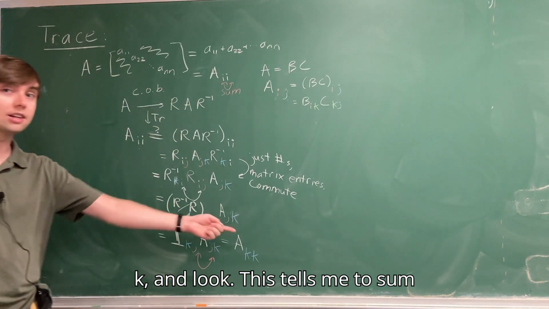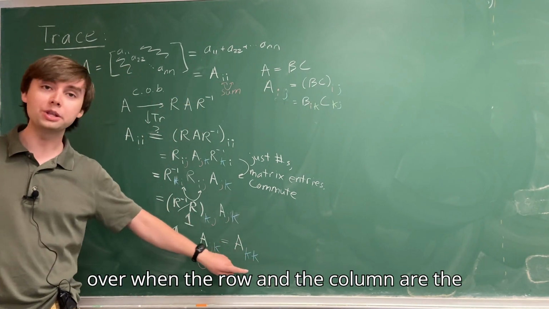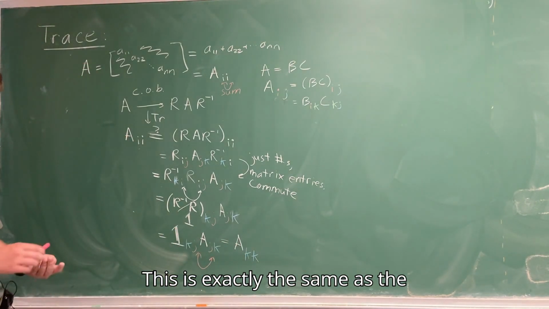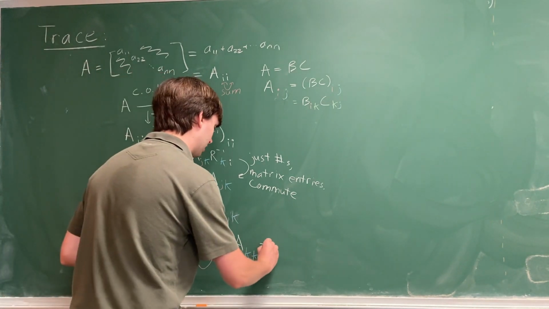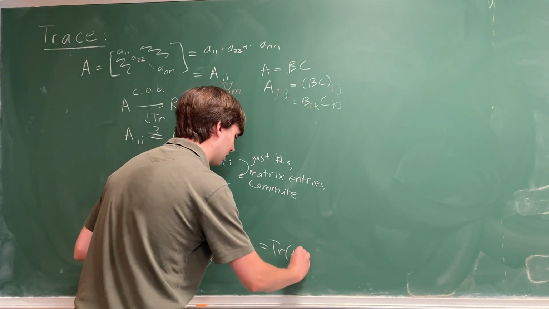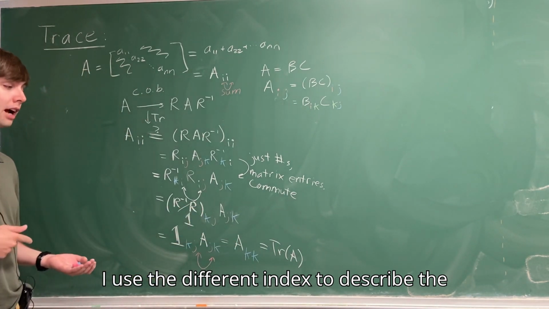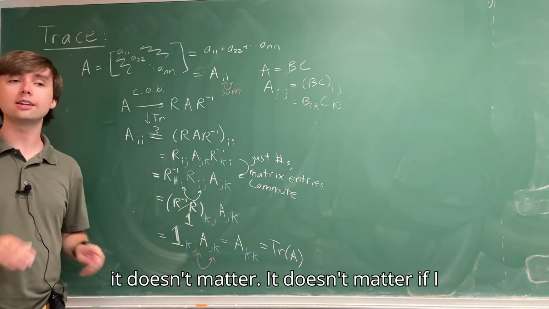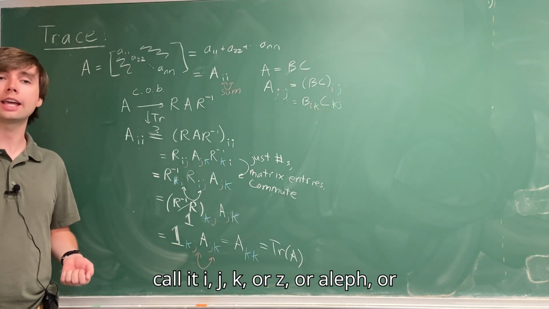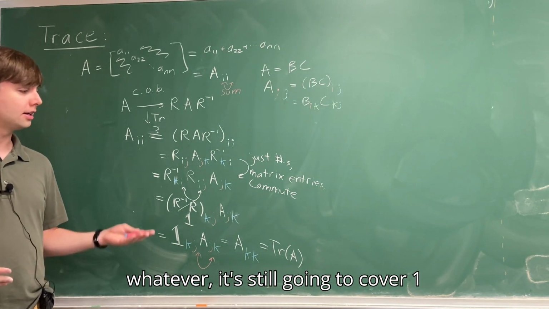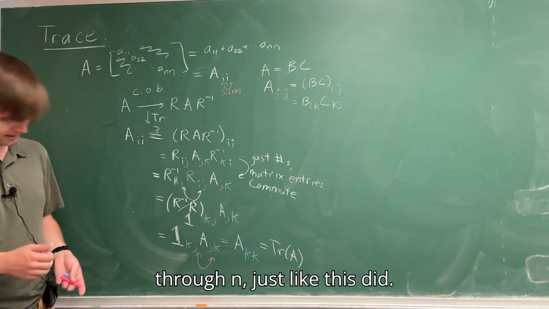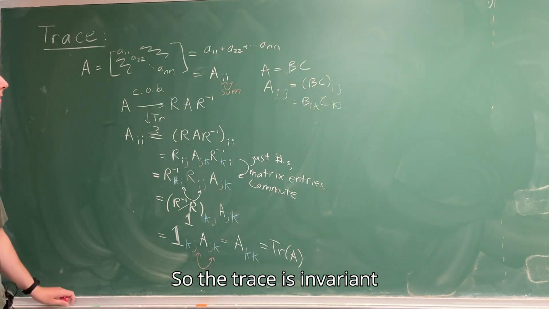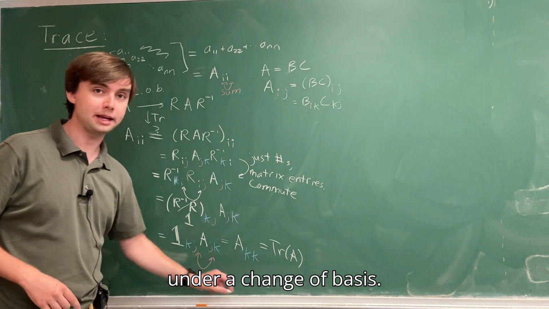And look, this tells me to sum over when the row and the column are the same from 1 to n. This is exactly the same as the trace. I used a different index to describe the trace, but that's totally fine. At this point, when the index is repeated, it doesn't matter. It doesn't matter if I call it I, J, K, or Z, or aleph, or whatever. It's still going to cover 1 through n, just like this did. So the trace is invariant under a change of basis.